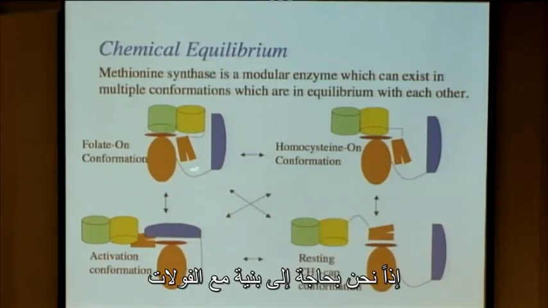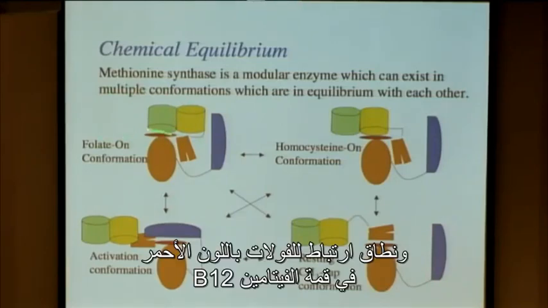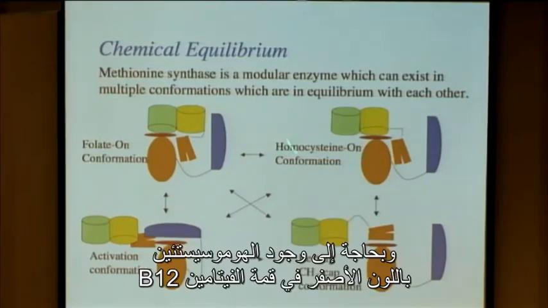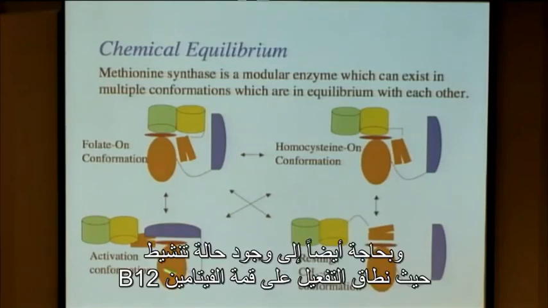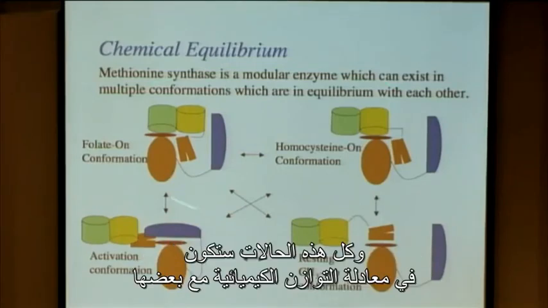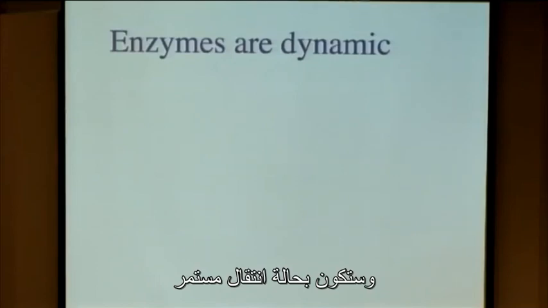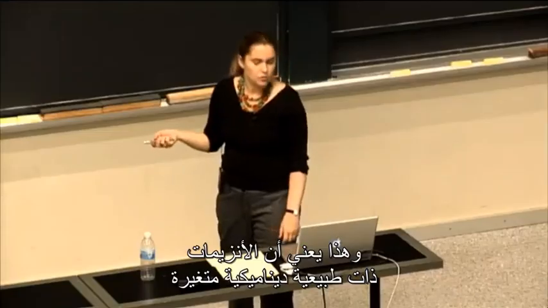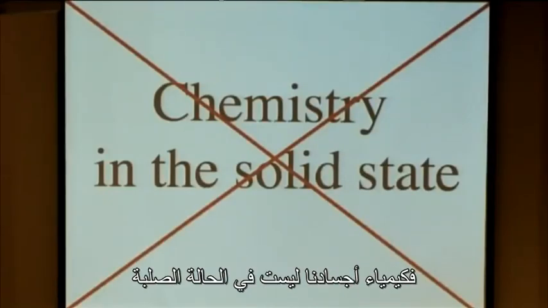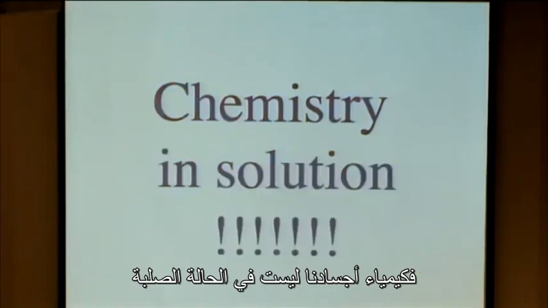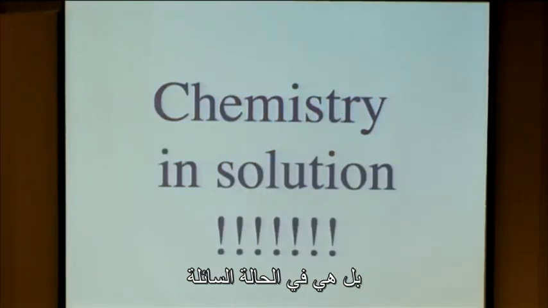So you need to have a structure with folate binding domain on top of the red B12. You need to have homocysteine in yellow on top of the B12. You need to have a resting state where those helices are on top of the B12. And you need to have an activation state where the AdoMet domain is on top of the B12. And all of these states are going to be in equilibrium with each other. And they're going to be moving, which means that enzymes are dynamic, which means that chemistry is dynamic. Chemistry in the body is not in the solid state. Chemistry in the body is in solution.